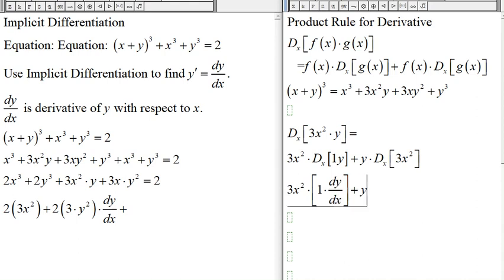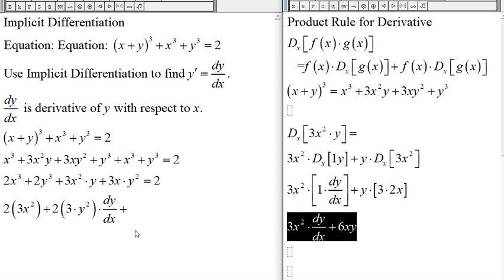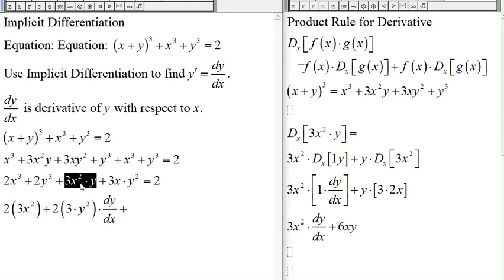And then here we have y. Again, this is derivative with respect to x, and this is the x variable. So we just do the regular derivative, which is 3 times 2x. Derivative of x squared is 2x. So we end up with 3x squared times dy dx, and then plus 6xy. And so the derivative for this is this.